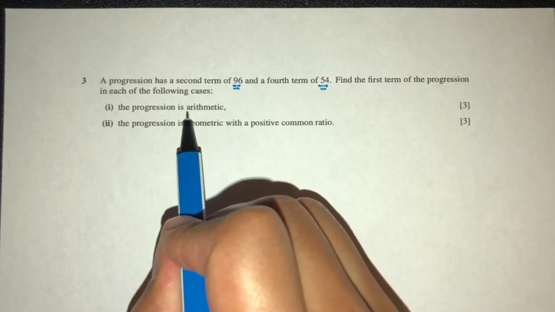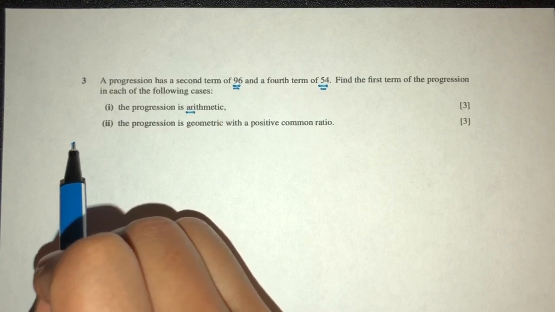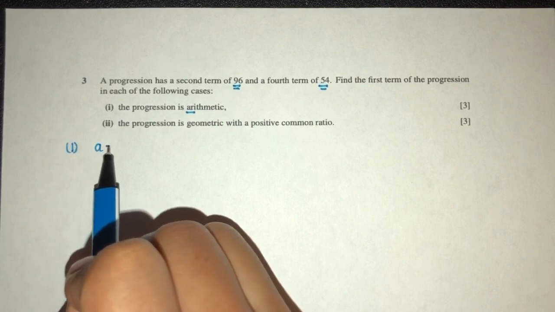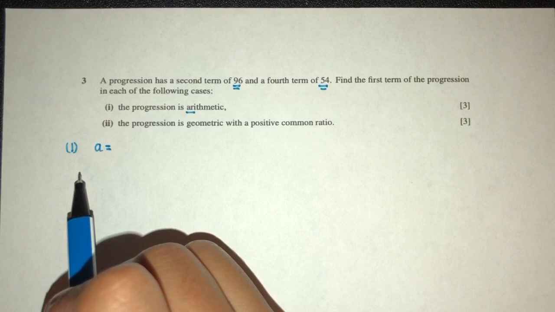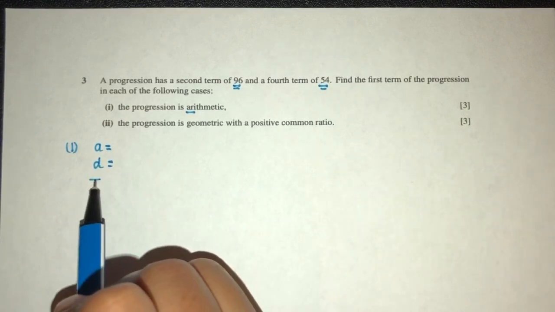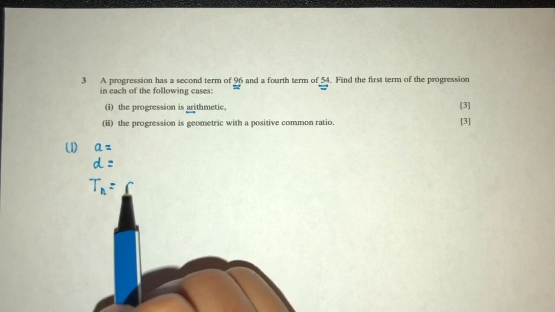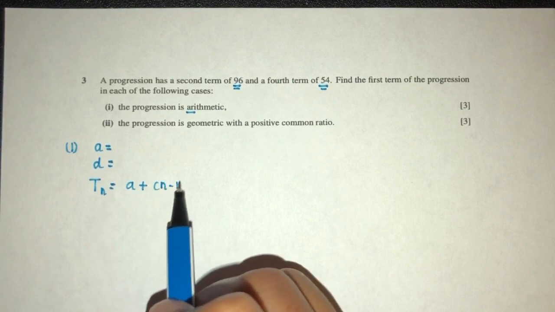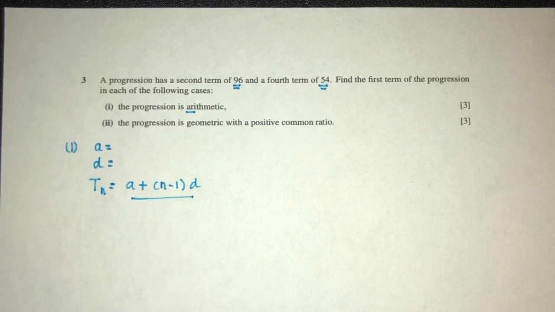In the first case it is arithmetic, pretty easy. If it is arithmetic, I know that my first term has to be a. I know that the common difference has to be d. We have to find that yet. And the nth term, which is the equation given to me, is a plus n minus 1 times d. So we have to use this to find the values of a and d.